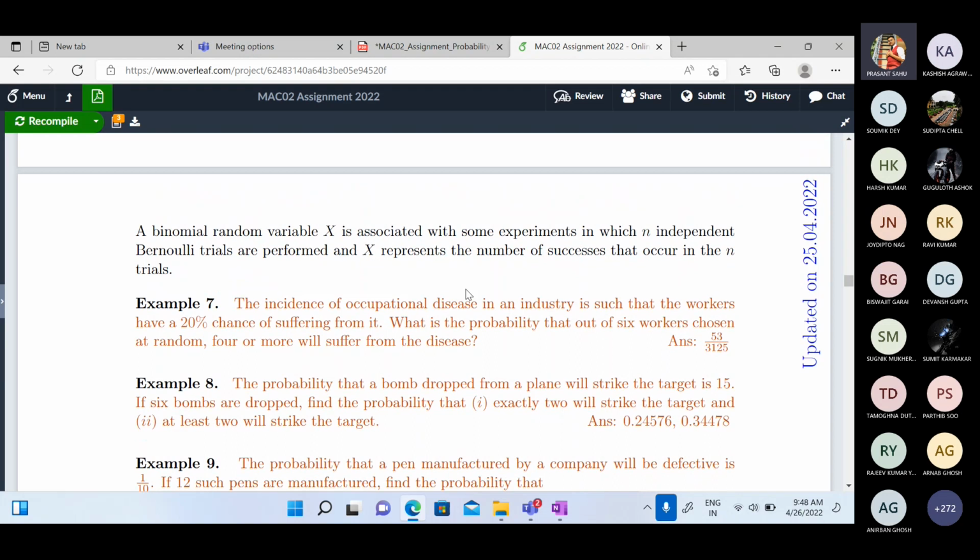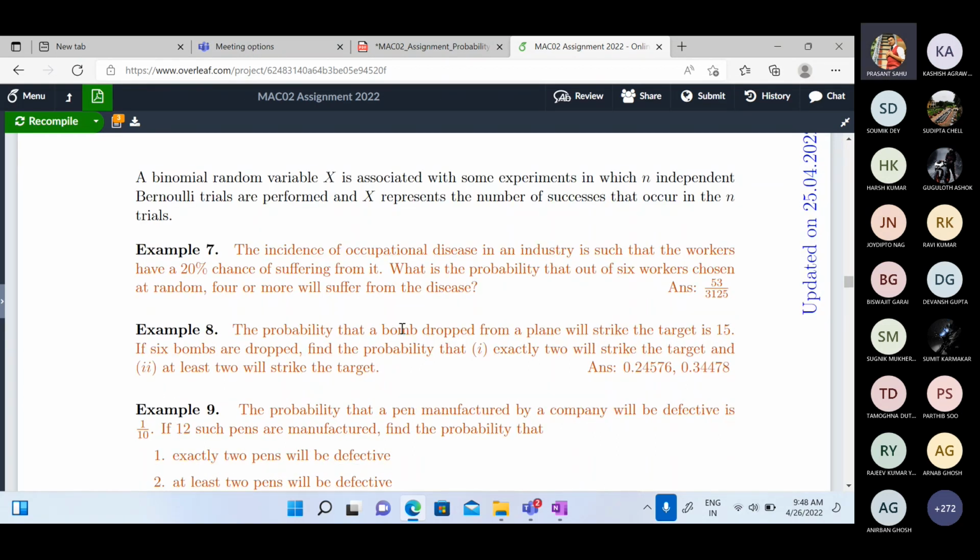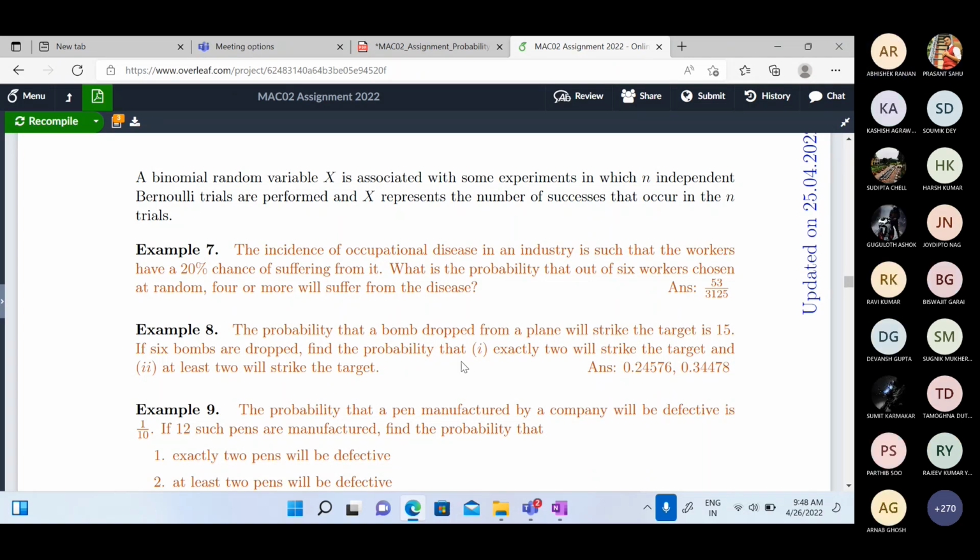Sir, there is a problem in number 8. Number 8, you try to solve this one. If you feel any problem, I'll discuss tomorrow. How can a probability be greater than 1? It's written 15, I think. Sir, it should be 1 by 5, I think. Oh, it may be, yeah. The probability that a bomb dropped from a plane will strike the target is, that I have written wrong. That will be 1 by 5. That's correct. Exactly. Thank you. I'm correcting it and I'm sending you. Okay, thank you all.